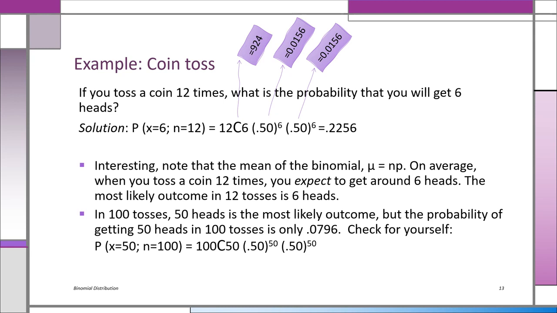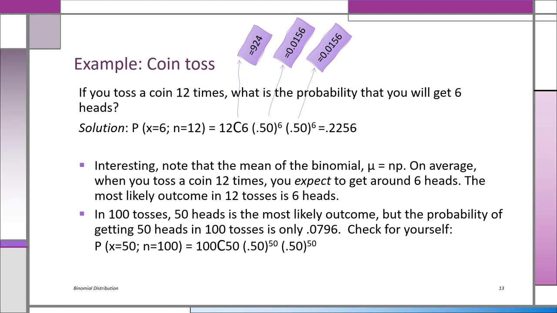Here's another problem involving coin tossing. Coin tossing is the classic binomial. Two outcomes, head, tail. The probability never changes, it's always half, 50%. Okay, if you toss a coin 12 times, what's the probability you'll get 6 heads?